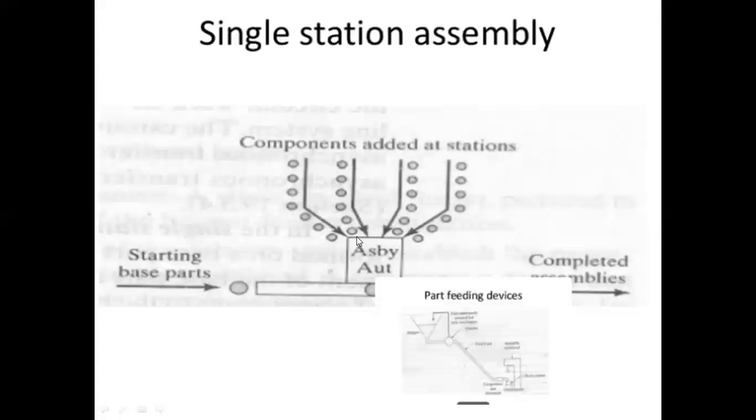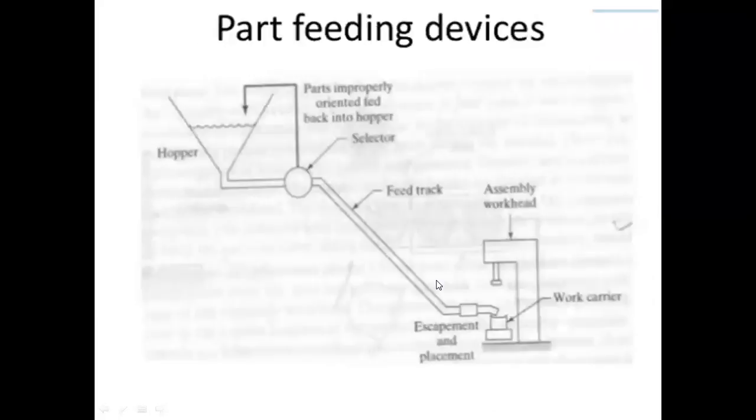In the single station assembly, you can take, maybe, assembly of a ship or assembly of an aeroplane, where the product itself is huge, and then we go for a single station assembly. So all the components are put into this, it assembles them, and it sends the product back.